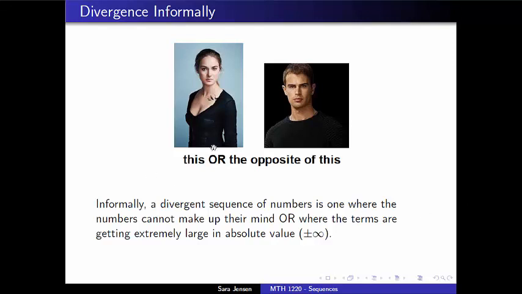One of them is much like Tris. If you've read the Divergent series, she's called Divergent because she doesn't belong to just one of 5 factions. She seems like she could belong to many factions, and that is divergent because she doesn't just converge to one of those things. She can't make up her mind. She belongs many places. So that's one type of divergent behavior. Another type of divergent behavior would be the opposite of that.